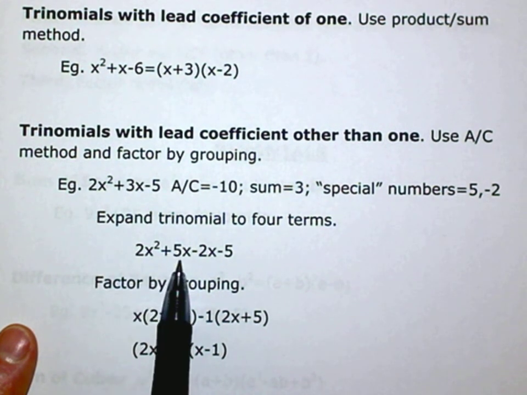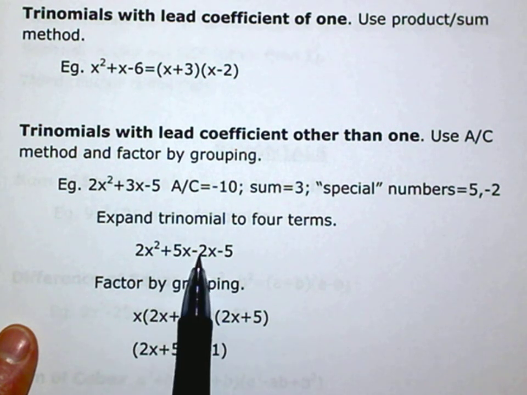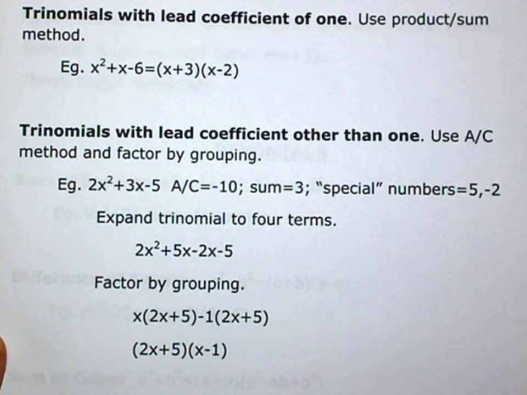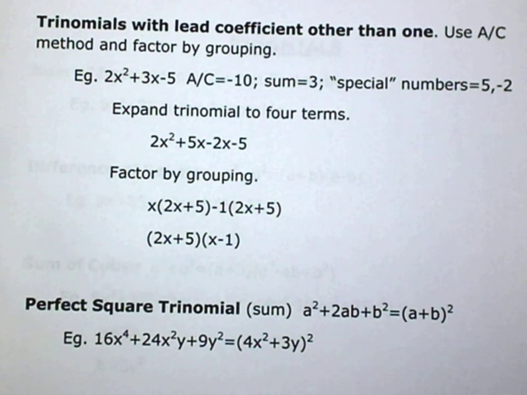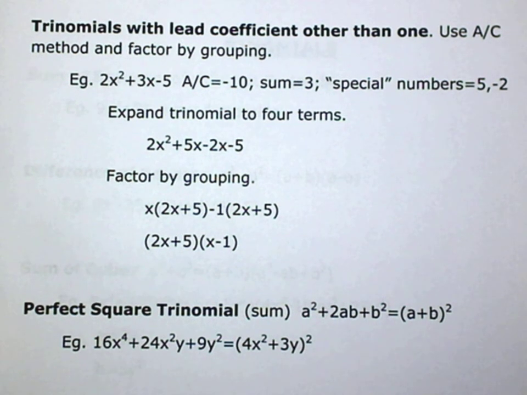That is, we group the first 2 terms together and pull out the greatest common factor. We group the last 2 terms together, pull the greatest common factor out, and then we finish our factoring process. The third kind of trinomial that we will talk about is a perfect square trinomial. This is factored in a special way by using a formula. If my first sign is positive, then I have a perfect square trinomial sum.